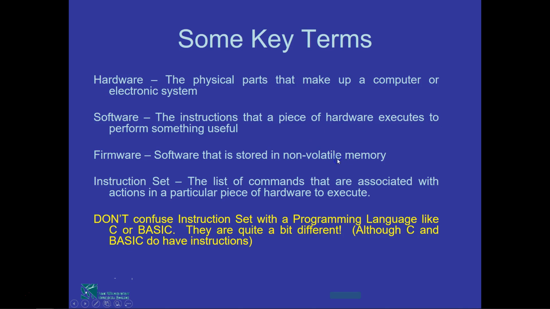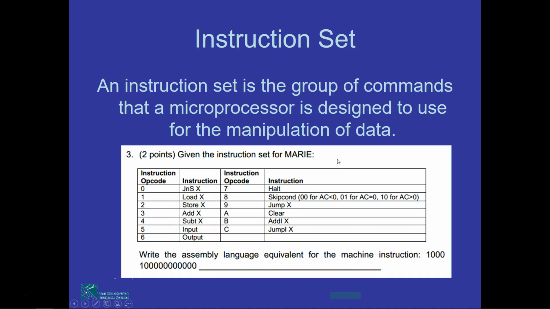Now we are going to see an example of an instruction set. As I said before, an instruction set is the group of commands that a microprocessor is designed to use for the manipulation of data. Here you see an example of an instruction set. These are the instructions, and then we have the instruction opcode, and then what these instructions are supposed to do.